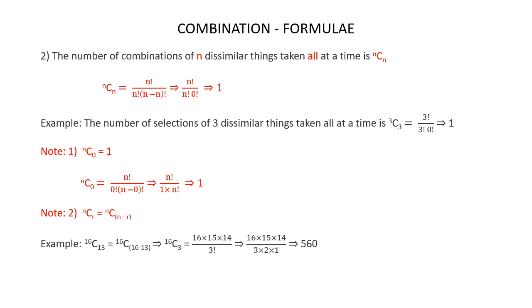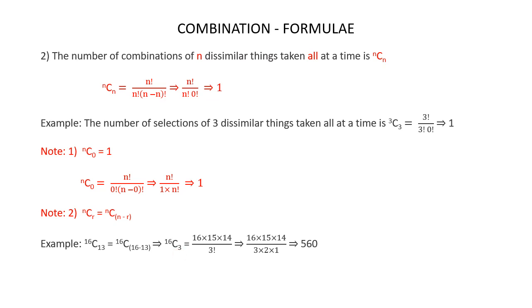Also note that NCR is equal to NC n minus R. This equation is especially useful when the values of n and r are very high. For example, 16C13. Clearly this is very cumbersome to solve. So we'll use this equation here. So 16C13 is equal to 16C 16 minus 13. This is nothing but 16C3. Now this is quite easy to solve.